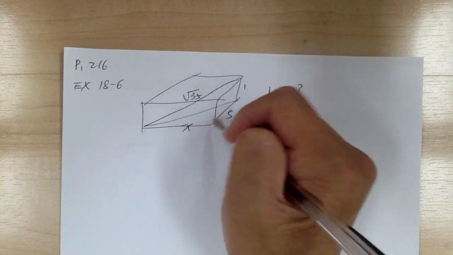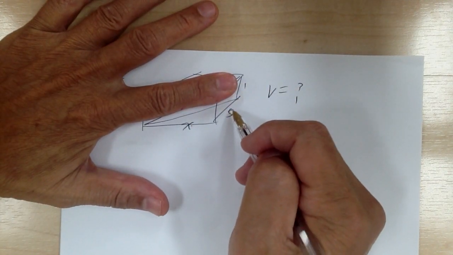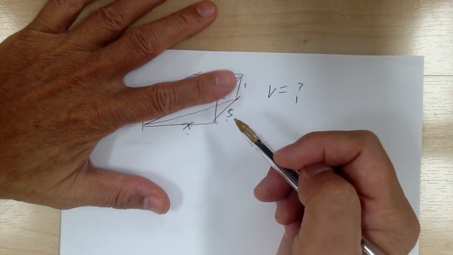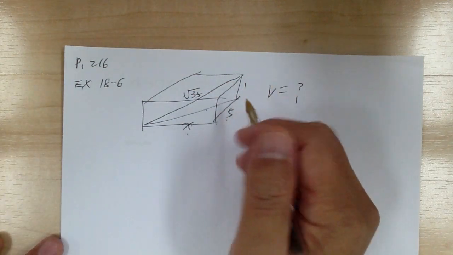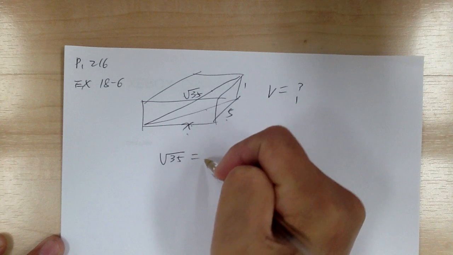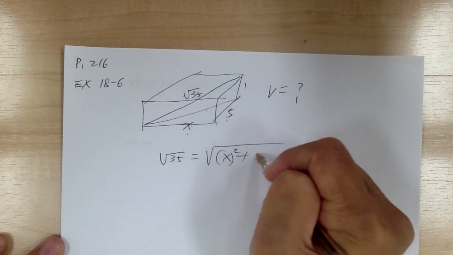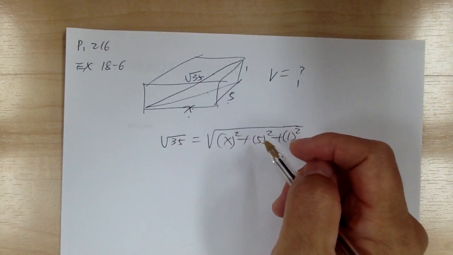So the length of the diagonal is just a square root. When you are 2-dimensional, you use the Pythagorean theorem, you get a squared plus b squared will give you c squared, right? But for 3-dimensional, you just have one additional element. So basically you have square root of 35 equal to the diagonal, which equals the square root of x squared plus 5 squared plus 1 squared. Okay, so that's what you have.